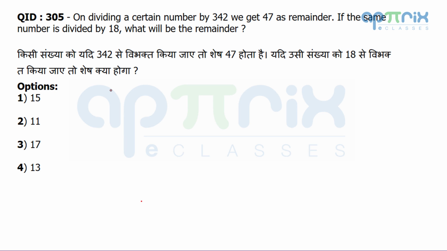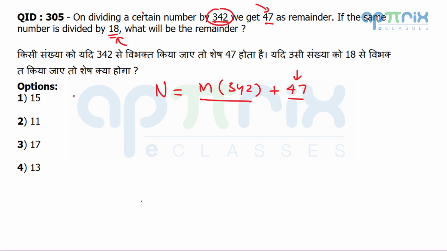Next question number 305. On dividing a certain number by 342, we are going to get 47 as the remainder. So if the same number is divided by 18, then what will be the remainder? Interesting, but very easy. So first thing is that a number is there. When you divide that number by 342, you are getting 47 as the remainder. So that particular number will be nothing but a multiple of 342 plus 47, right? If you are dividing any number by 342 and you are getting 47 as the remainder, it will have two parts. That number can be written as a multiple of 342 that got completely divided and then 47 was left as a remainder. Now we want to know what will be the remainder when it is divided by 18.